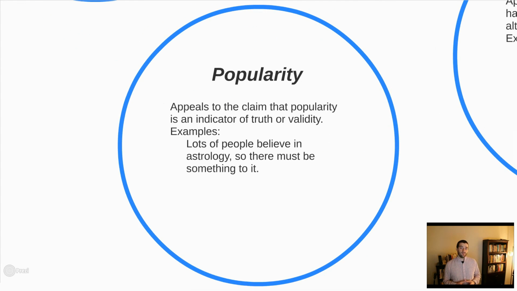Our next fallacy is the appeal to popularity. We appeal to the claim that something is popular or a belief is popular. Man, I have a lot of bad grammar on these slides. Please forgive me. And we're going to use that popularity to indicate the truth or validity of the idea that we're putting forward. Something like, lots of people believe in astrology, so there must be something to it. There must be something to this idea. Everyone believes in it. Well, as the saying goes, if all your friends were jumping off the bridge, would you follow? Of course not.